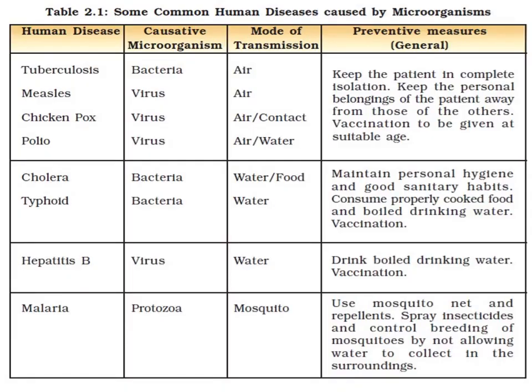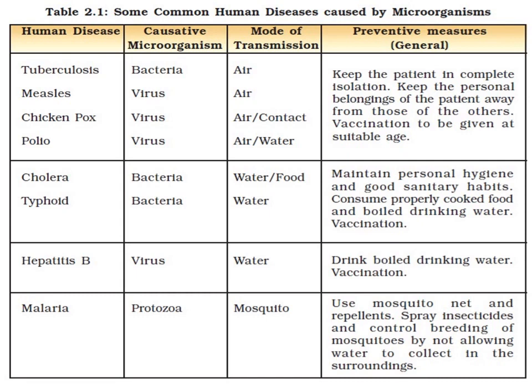Here is a complete chart. This I have taken from your NCERT book only. You can see the human diseases like tuberculosis, measles, chickenpox, polio, cholera, typhoid, hepatitis B, malaria. You can see the causative agent also, that is, what is the causative microorganism. For tuberculosis, it is a bacteria.